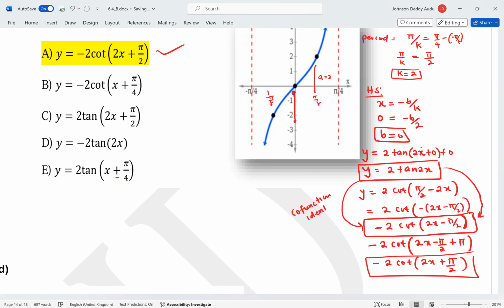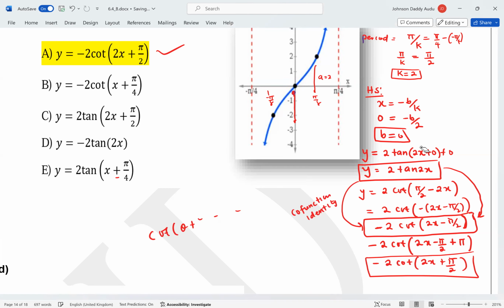Not just the co-function identity, we also use the fact that cotan is odd, to bring this minus out. Then when we get here, you look at your option, it doesn't flow. We can add pi to your angle here, because we know that cotan of theta plus pi is still the same thing as cotan theta. This is the period of cotan, right? Okay. Now, this is one way.